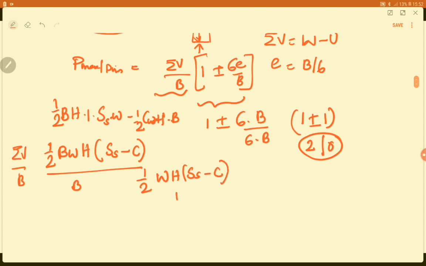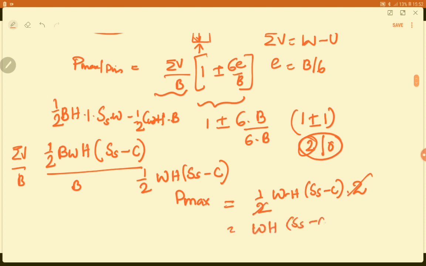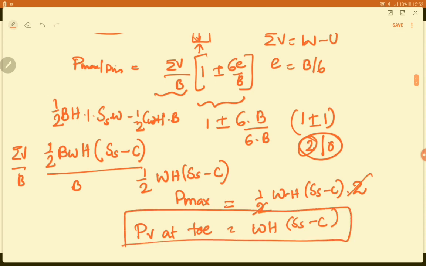Now what will be this P max value? P max value will be equal to half into W into H into SS minus C into, the sign will be, for P max it is positive, so it will be 2. The value will be 2. Okay. So the equation becomes WH into SS minus C. This is the PV at toe. In the case of reservoir full condition, where does the maximum stress come? It is at the toe portion. So here this is the value at the toe.